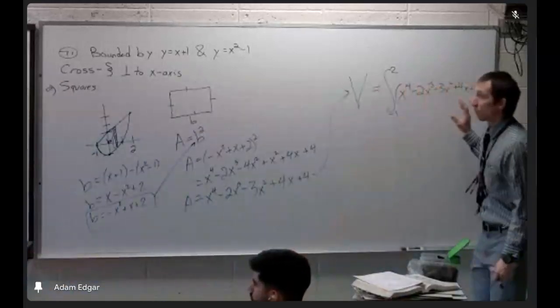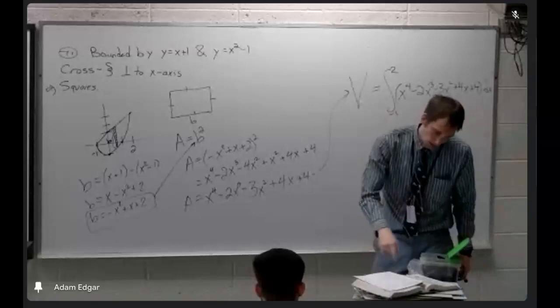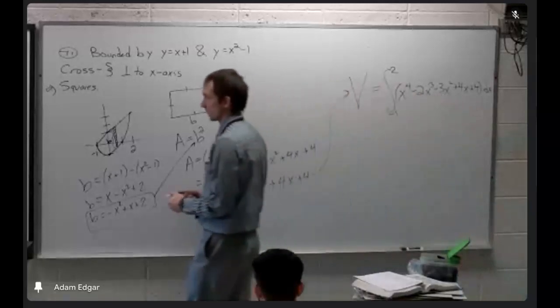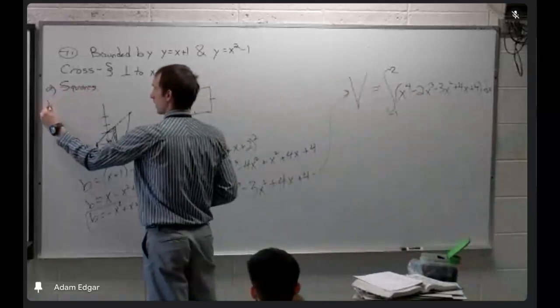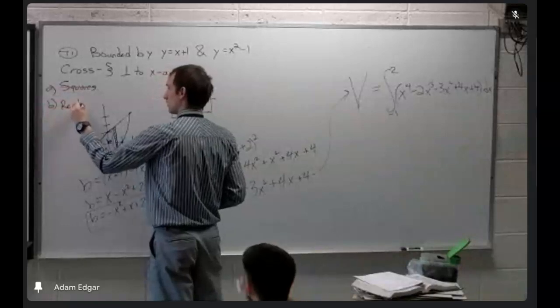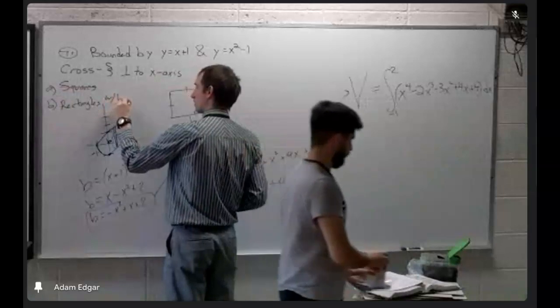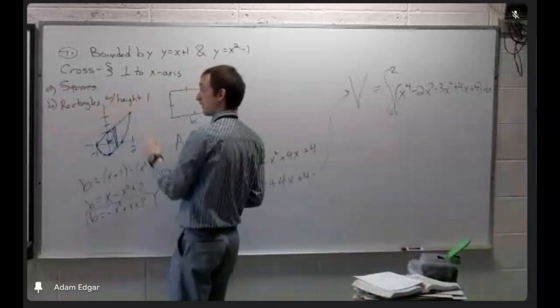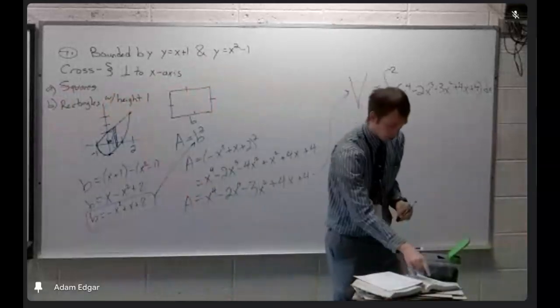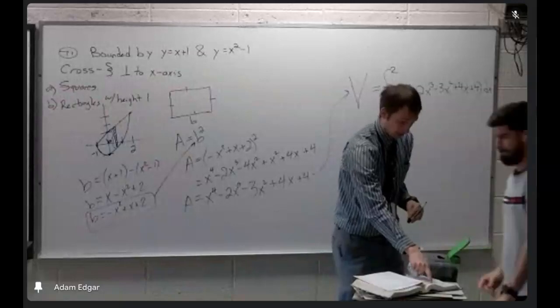Now, with part B, it was rectangles of height 1. So in part B, we said, okay, let's do rectangles with a height of 1. Oh, you see the height? Yeah, they gave you the height. B, rectangles of height 1.